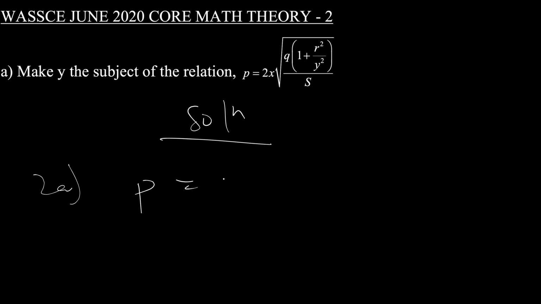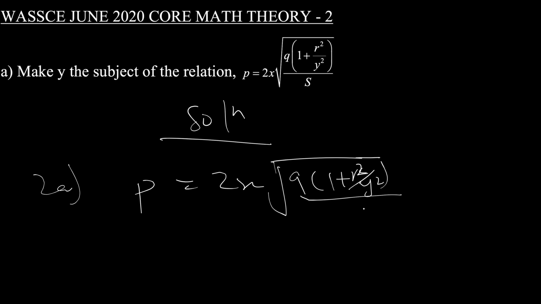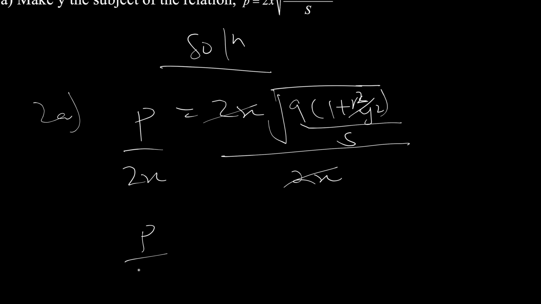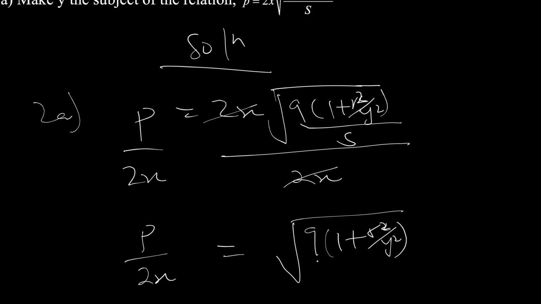Our p is equal to 2x square root of q times 1 plus r squared over y squared all over s. And we are being asked to make y the subject. So first, we can divide both sides by 2x. When you divide here by 2x, here by 2x, 2x cancels 2x. You have p over 2x is equal to the square root of q multiplying 1 plus r squared over y squared all over s.